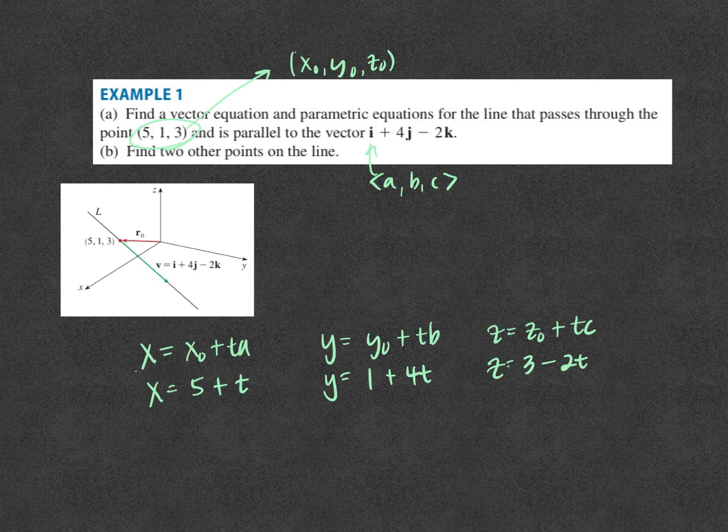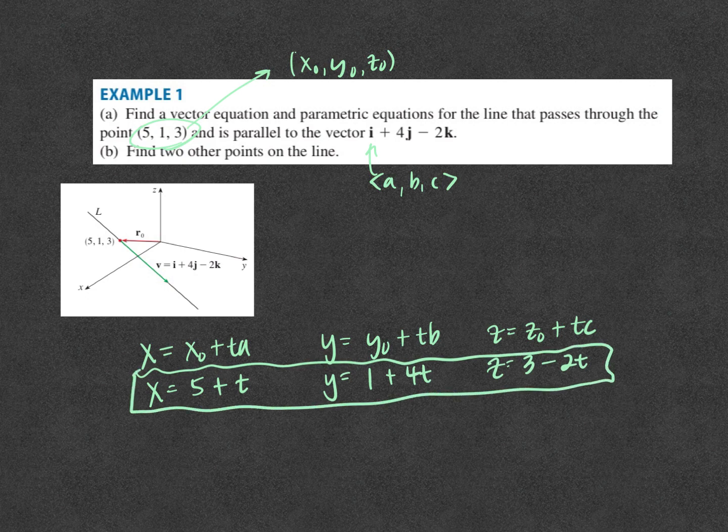And that's part A. Part A says find the three parametric equations. Now part B, the hard part here is remembering which one is x sub o and which one is ABC. But remember that ABC is a vector, and x sub o, y sub o, z sub o are your points. So part B says find two other points on the line. So this is part A. Part B, let's let t equal 1. So that means I have the point 5 plus 1 is 6, and 1 plus 4 is 5, and 3 minus 2 is 1. And let's also let t equal -1.